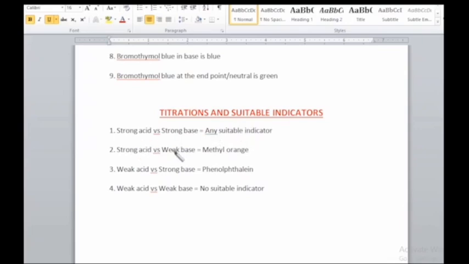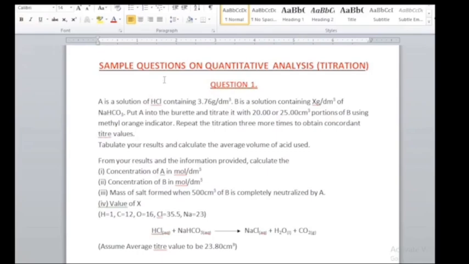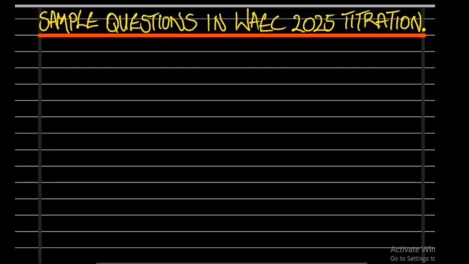But when we're looking at strong acid and a weak base, the most suitable indicator for such a reaction, like the one we'll be having shortly, is going to be methyl orange. And then reacting weak acid with strong base, use phenolphthalein, and when it is weak acid to a weak base, no suitable indicator is found or used in this particular reaction. So I want to make this a prelim to what we will be looking at in the course of this particular tutorial session. We have some sample questions that we will be using. This is one of the sample questions. So let us dive straight into that.